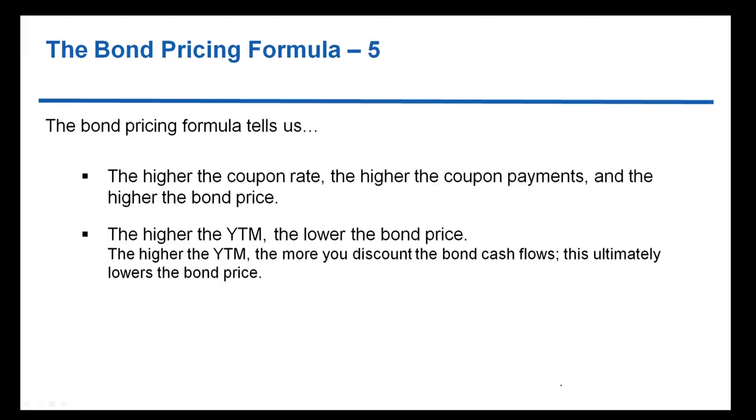Okay, so just to sum up, the bond pricing formula is telling us two important things: that the higher the coupon rate, the higher the coupon payments, and therefore the higher the bond price. And secondly, the higher the yield to maturity, the lower the bond price. So the higher the yield to maturity, the more you are discounting the cash flows that you're receiving, and this ultimately lowers the bond price. Moving forward, we will frequently use the bond pricing formula in the examples.